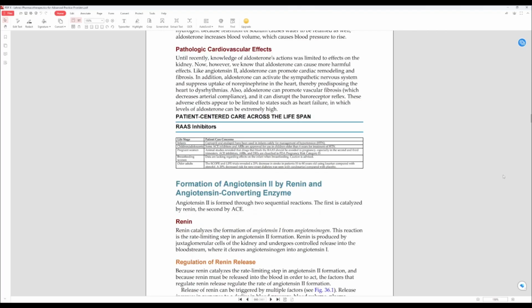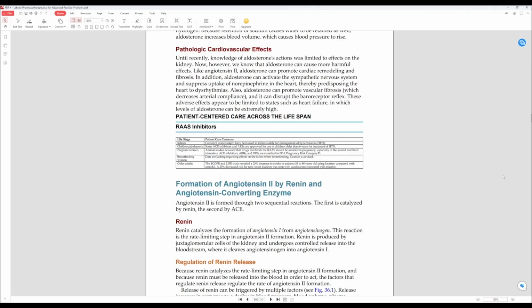The pathologic cardiovascular effect, therefore. Until recently, knowledge of aldosterone's actions was kind of limited to the effects on the kidney. Now, however, we understand that aldosterone can cause more harmful effects. Similar to angiotensin II, aldosterone can promote cardiac remodeling and fibrosis.